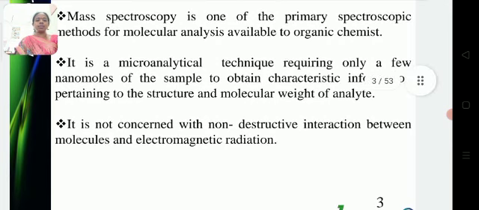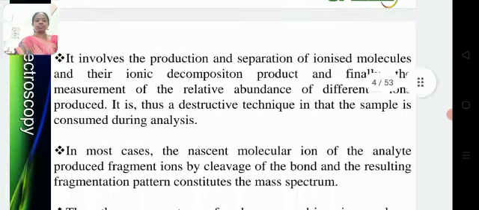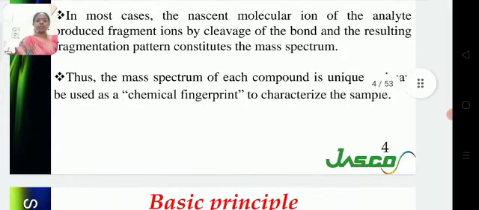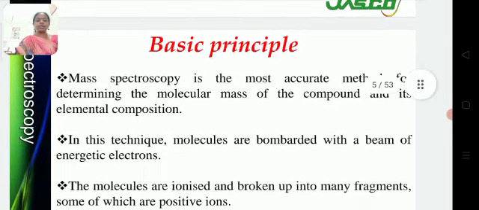It is not concerned with the non-destructive interaction between molecules and electromagnetic radiation. It involves the production and separation of ionized molecules. In most cases, the nascent molecular ion of the analyte produces fragment ions by cleavage. Thus, the mass spectrum of each compound is unique and can be used as a chemical fingerprint to characterize the sample. So, these are the basic principles of mass spectroscopy.